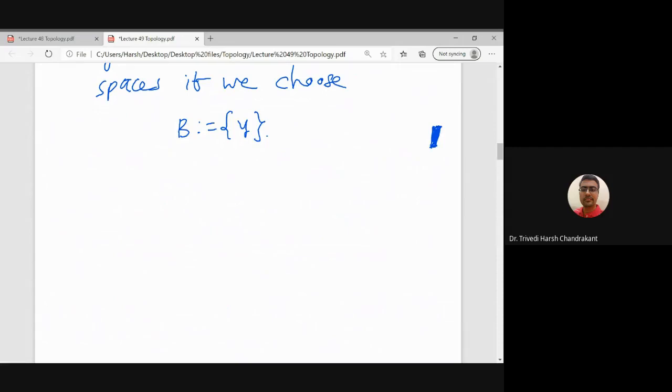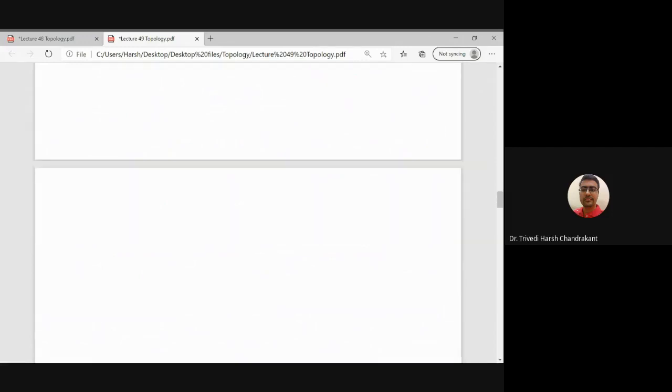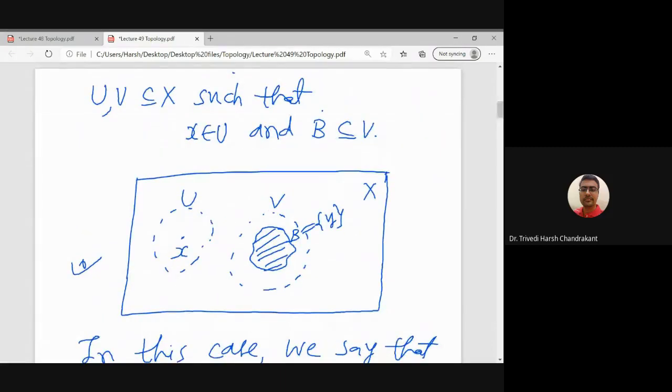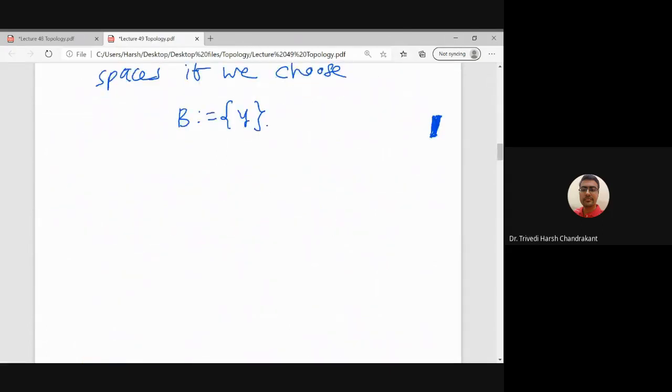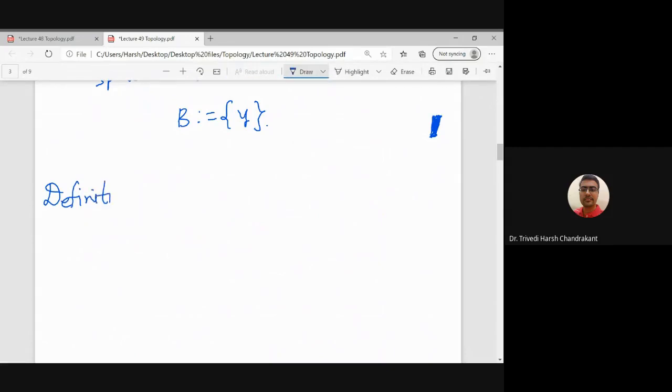The same way we can generalize on both sides. So instead of considering a point with the closed set, we can also consider closed sets on both sides, right? So we will get another definition when we have this property for two closed sets. Such spaces are known as normal spaces.